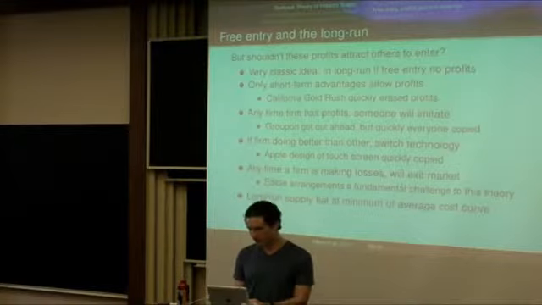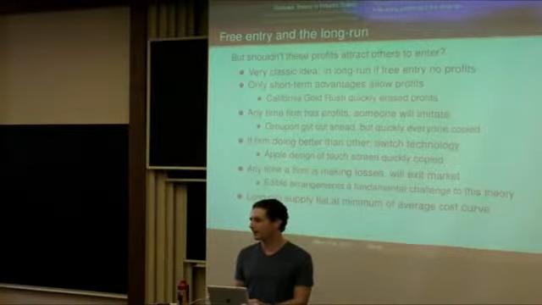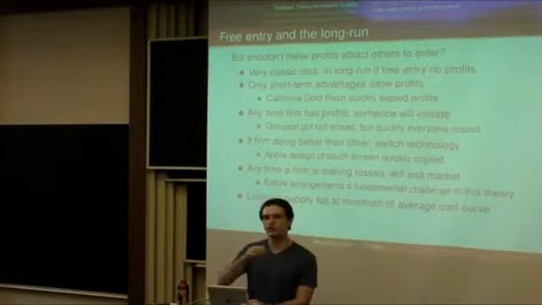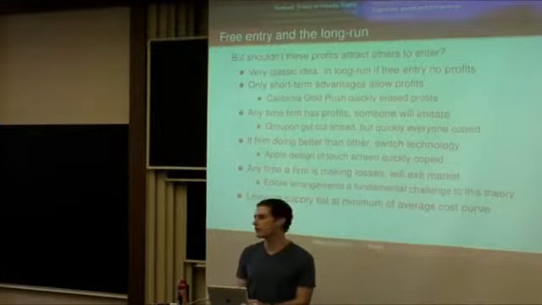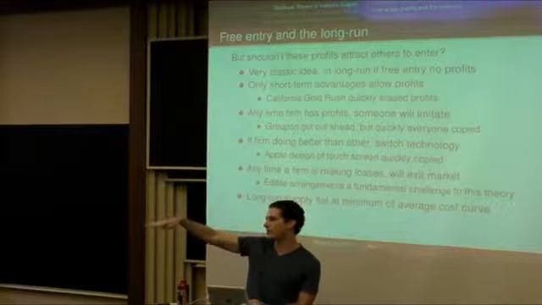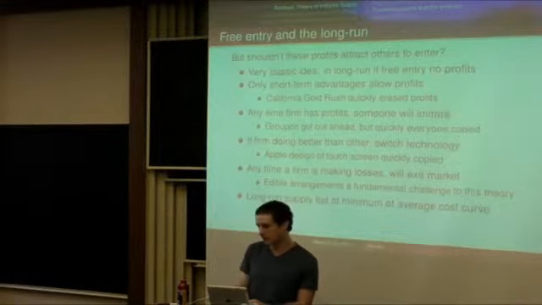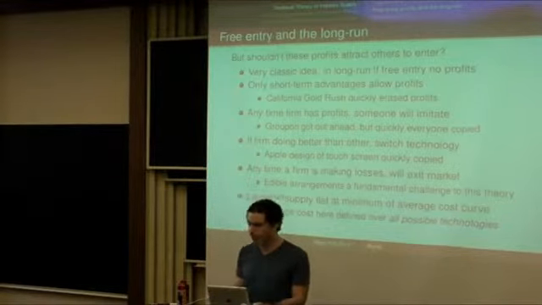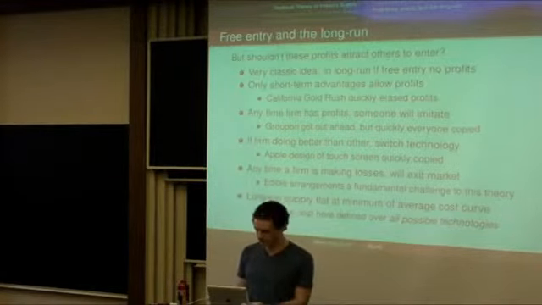So this theory would imply that the long-run supply function of the industry should be just flat at the minimum of the average cost curve. That's the cheapest way that you can produce, and the long-run supply should just be that everybody produces at that price. And the average cost curve here is defined over all possible technologies that could exist.